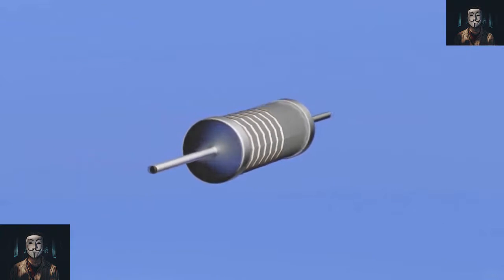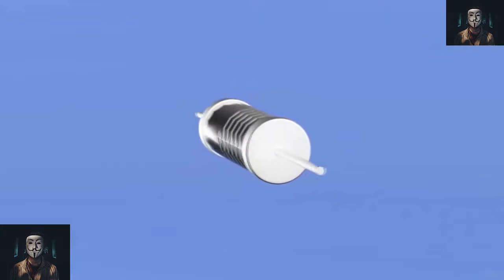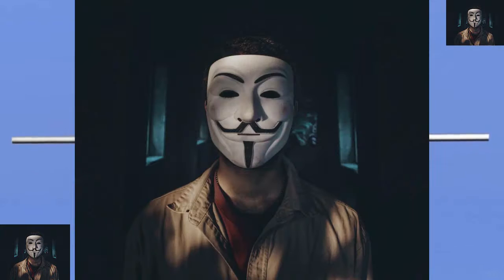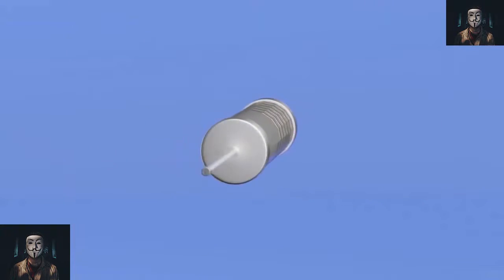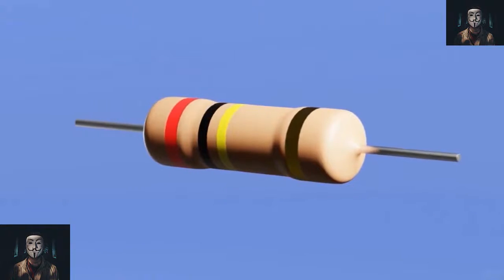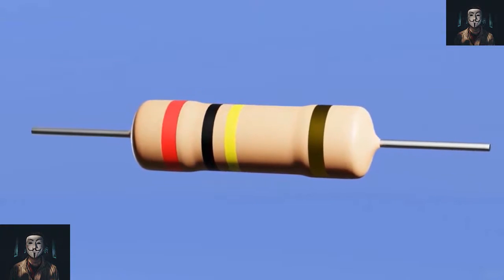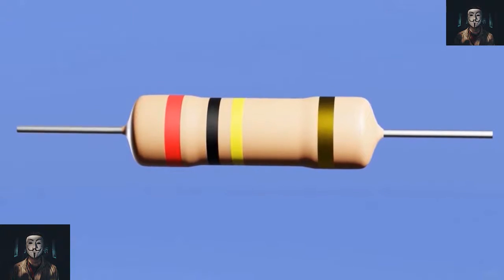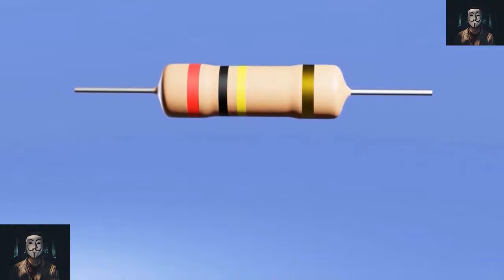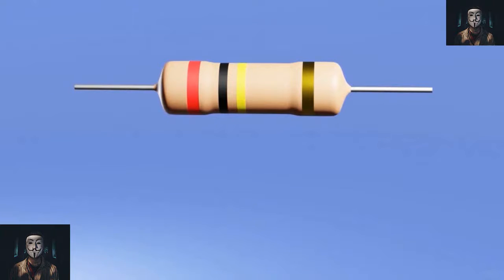When there are 4 bands, the first 2 are the digit bands, the third is the multiplier, and the fourth is tolerance. On a resistor with 5 bands, the first 3 are digit bands. For example, if the resistor has 4 color bands of yellow, black, brown, and gold, the resistance value is determined as follows. The first color band, yellow, gives the first digit value of 4.